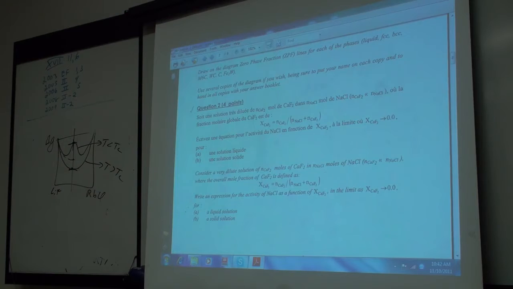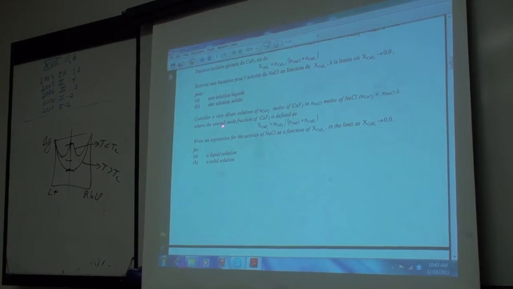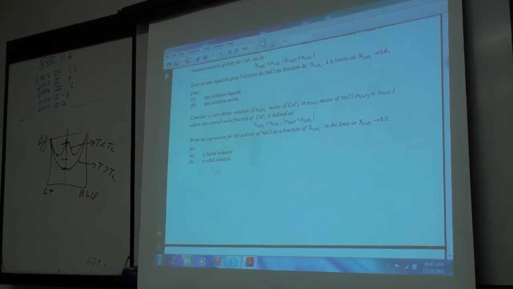Okay, so you have a very dilute solution of calcium fluoride, N calcium fluoride moles of calcium fluoride, and N sodium chloride moles of sodium chloride. So the number of moles of calcium fluoride is much less than the number of moles of sodium chloride, where you define the overall mole fraction simply this way. Write an expression for the activity of sodium chloride, which is a solvent, as a function of x, and the limit as x calcium fluoride approaches 0 for a liquid solution and a solid solution.